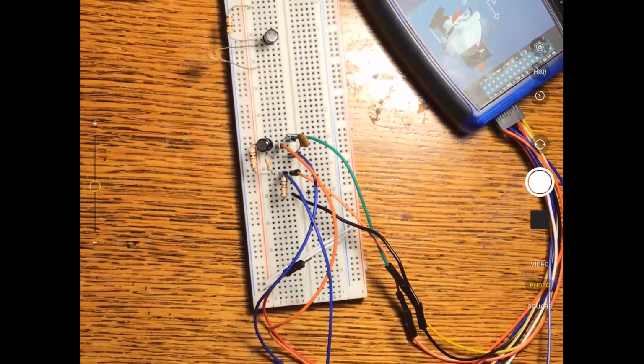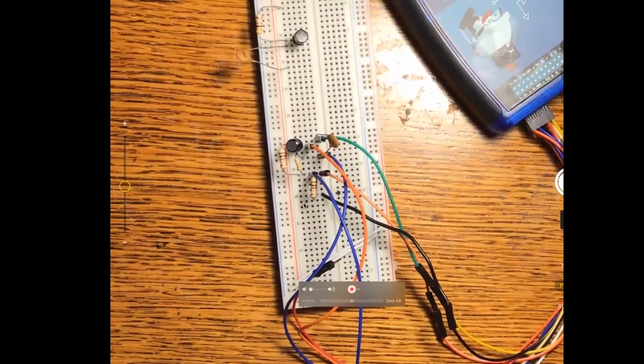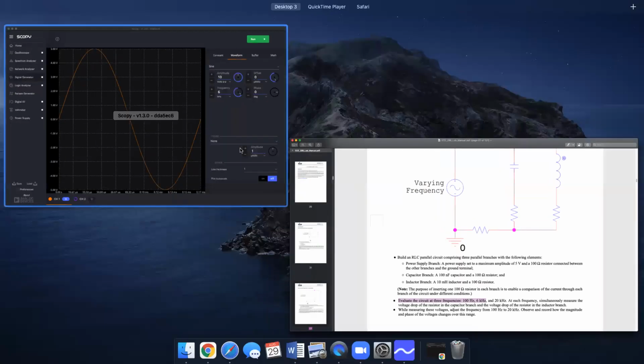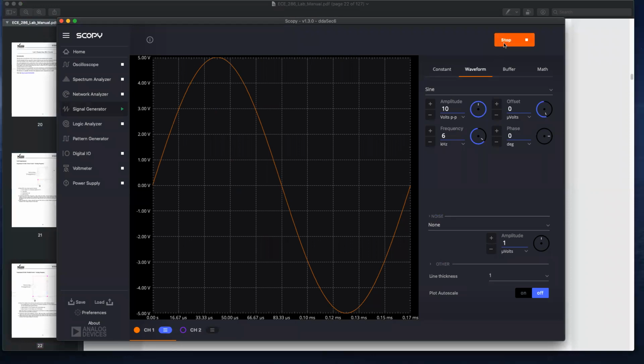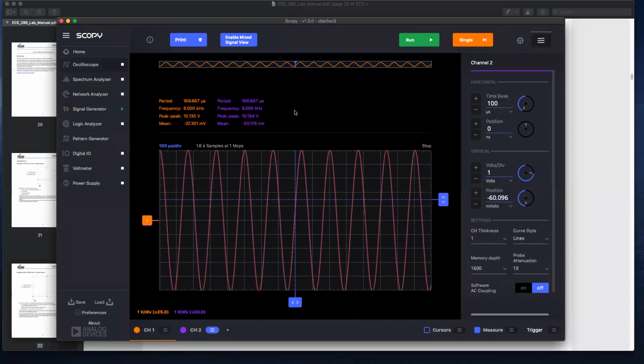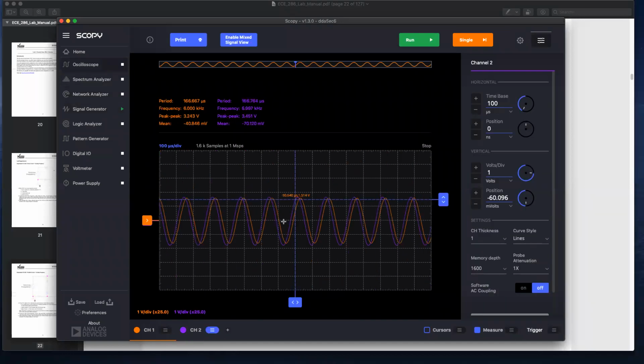Okay, so now let me switch over to Scopy. Go ahead and send that 5-volt supply at 6K, and then go to my oscilloscope and click single. And then here you go. So this is what the waveform looks like. You can switch that scale because it's a smaller waveform.